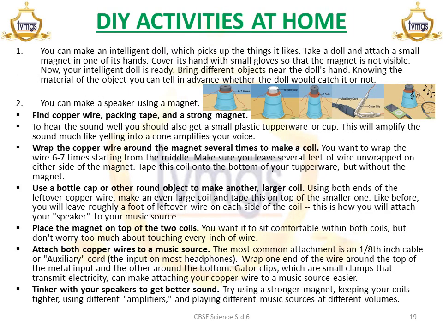DIY activities at home. There are two activities that you can do. The first one is to make an intelligent doll that picks up things it likes. Take a doll, attach a magnet to it, secure it with transparent tape, and then cover the magnet with a glove such that the magnet is not visible. Now your doll is ready. Gather random things and bring them close to the doll's hand. If you know the material of the objects, you can tell in advance whether the doll will catch that object or not.